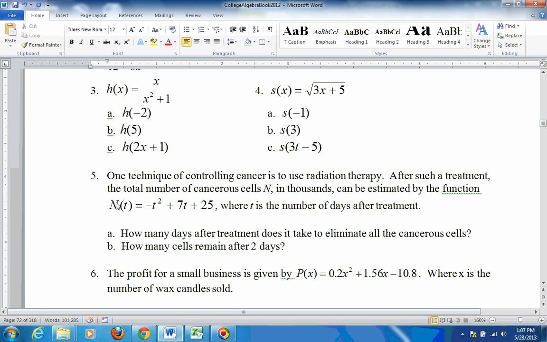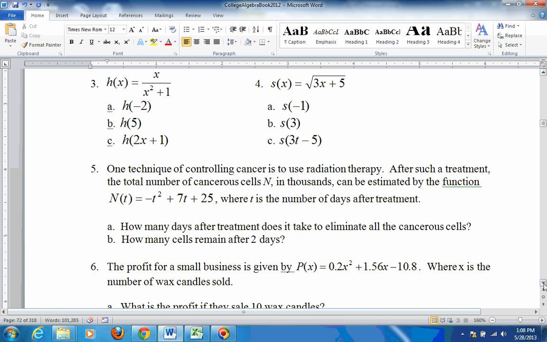In function notation, we would write n of 2 equals negative 2 squared, and so on, like that. That's all there really is to that. Putting the 2 in there and then just evaluating it. You're just putting the 2 in for x on that quadratic.